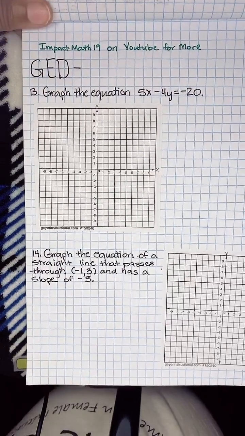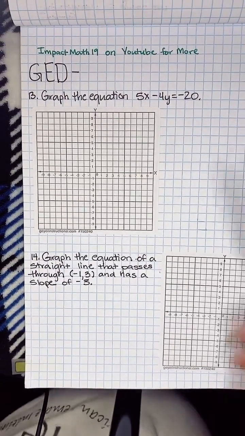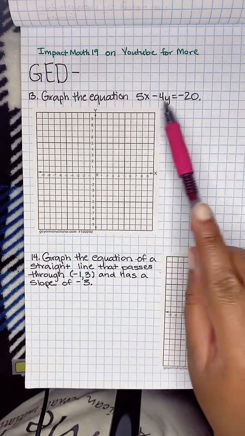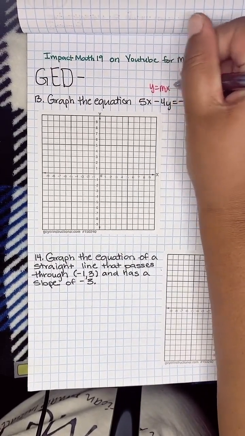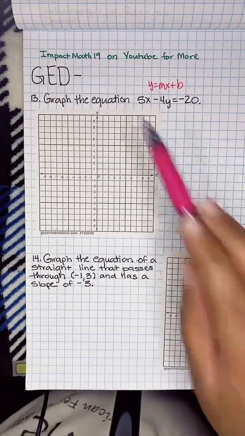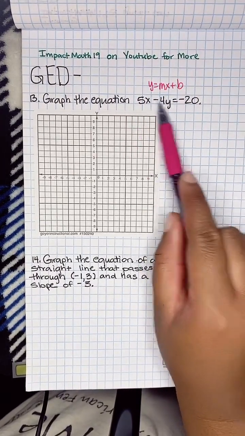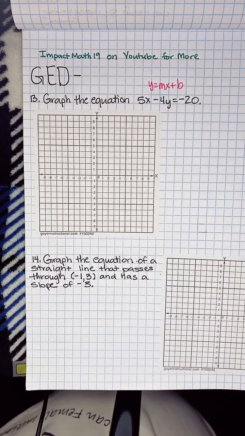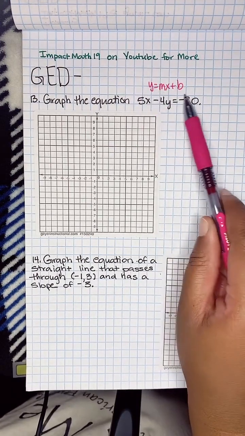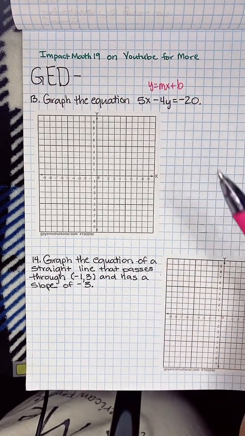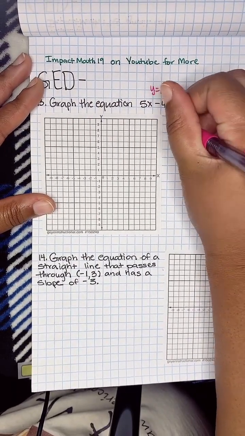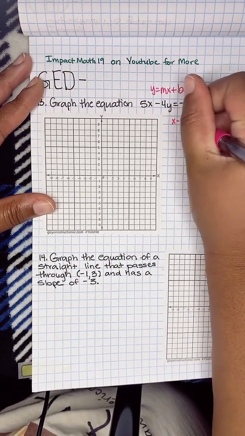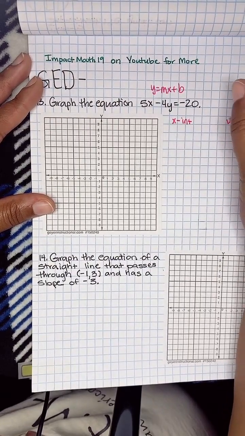All right, let's get some graphing, okay? So the last time we graphed, they gave us the y equals mx plus b form. This is standard notation. So when they give us standard notation, we want to set it up a little bit different, and we're going to use the x-intercept and y-intercept.